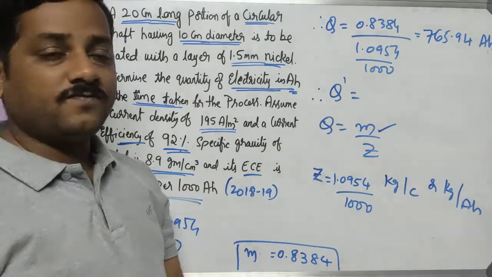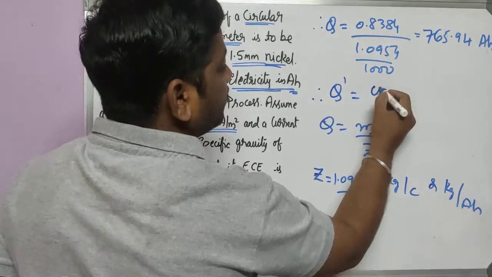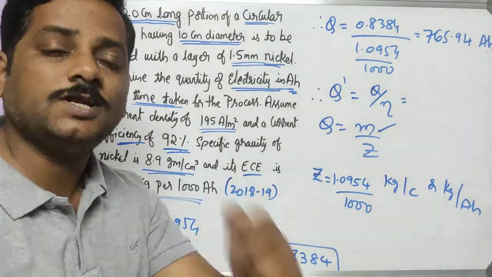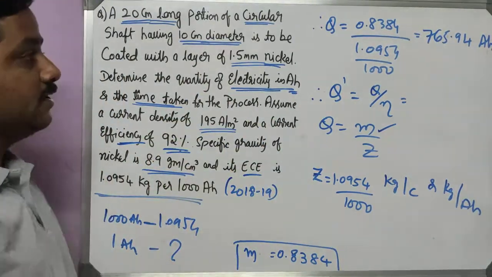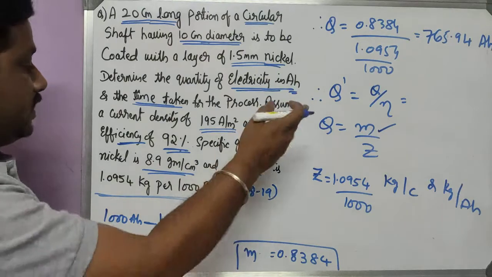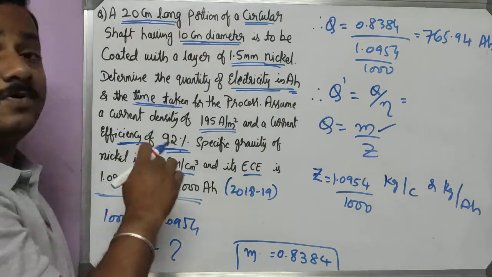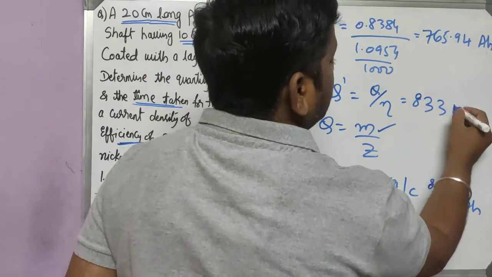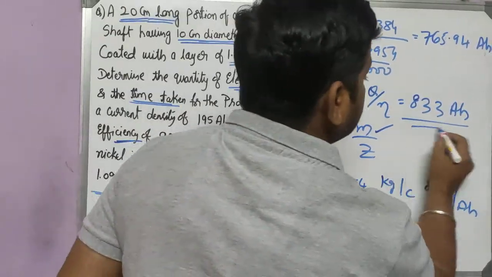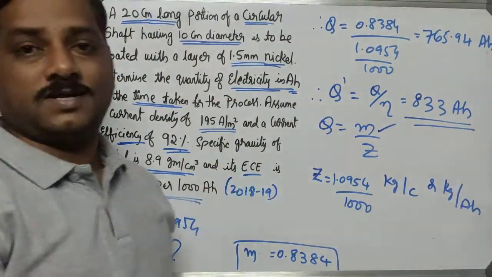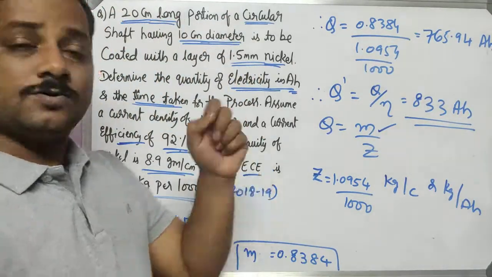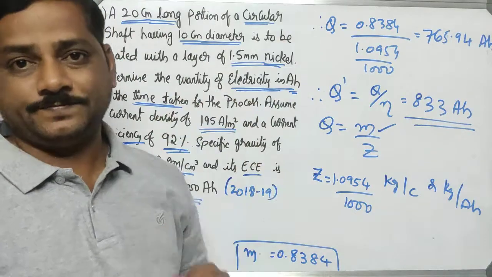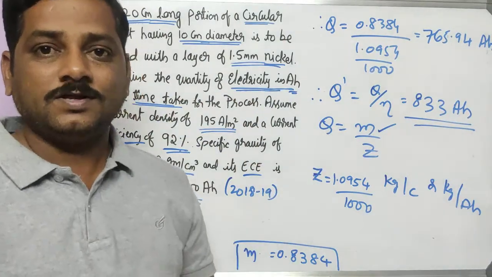So Q dash, how can you find? This value, Q divided by efficiency. That will give you the practical actual electrical value in terms of amp hour. So 765.94 divided by 92 or 0.92. That will give you 833 amp hour. So this is the actual electrical quantity required so that I can get 1.5 mm thickness of layer on the shaft.